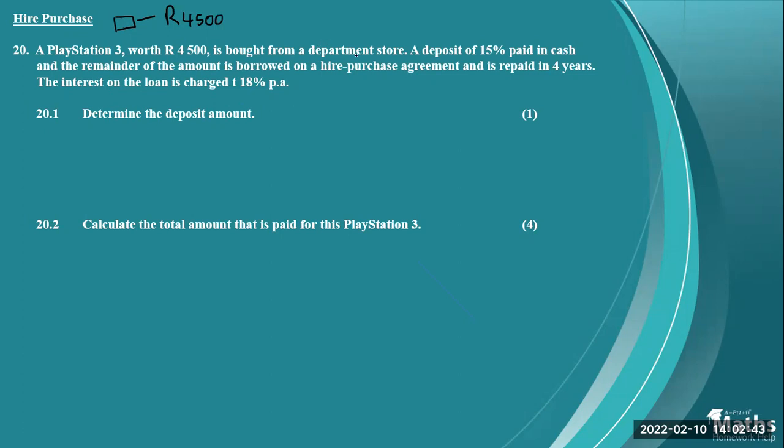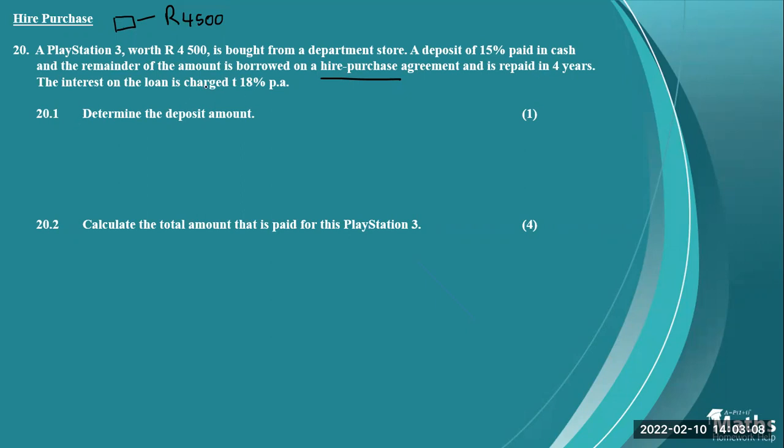It's bought from a department store. So you're going to go to the shop and you want to buy this. A deposit of 15% is paid in cash, and the remainder of the amount is borrowed on a hire purchase agreement. So hire purchase means simple interest, and it's going to be repaid in 4 years.